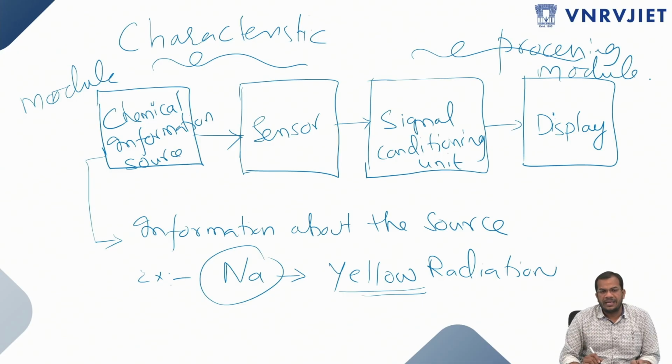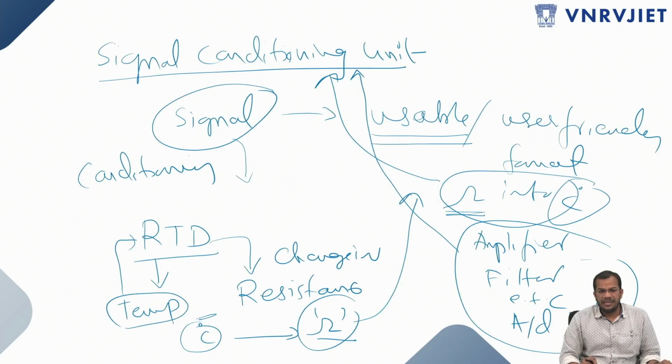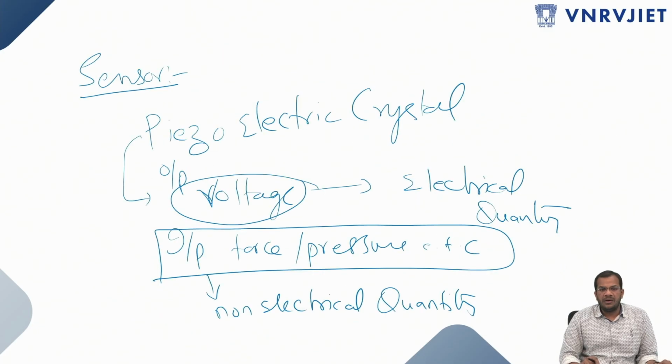So what is that characteristic module and processing module? In the first two blocks, we are getting the output, which gives you the information. For example, here the sodium is giving you LO radiations, where the sensor can sense those radiations, so you are getting an output. Here, if you take RTD or piezoelectric crystal, you are giving an input as a pressure or a force, and you are getting the output in the form of a voltage.